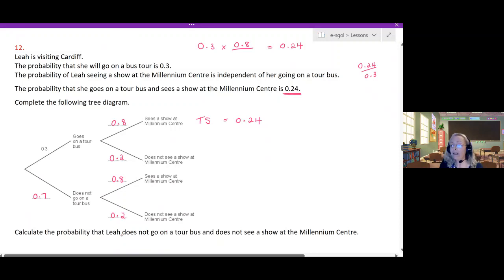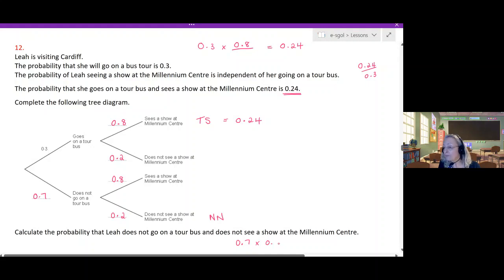Calculate the probability that Leah does not go on a tour bus and does not see a show at the Millennium Centre. So we're going down here, does not go on a tour bus, and here does not see a show at the Millennium Centre. So we want this one, no tour bus and no show. So that's going to be 0.7 multiplied by 0.2.